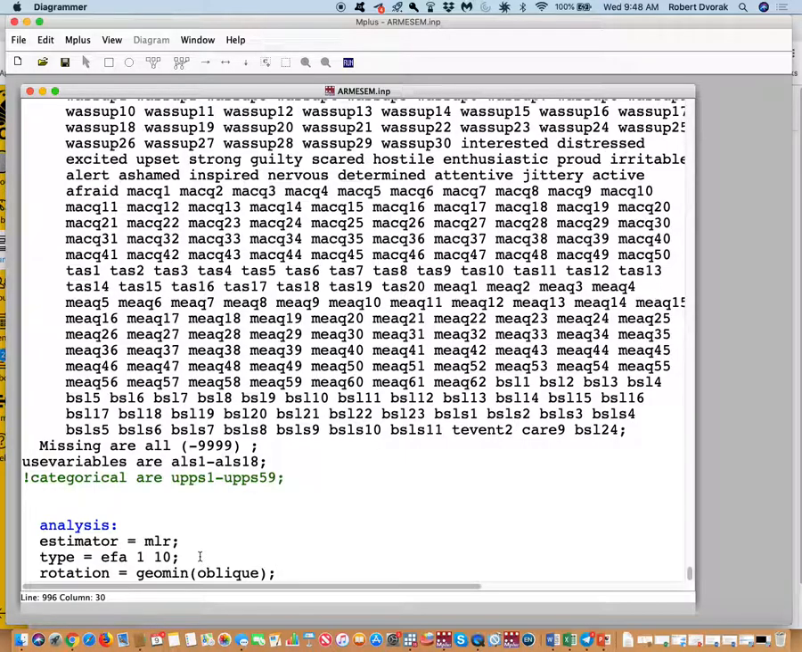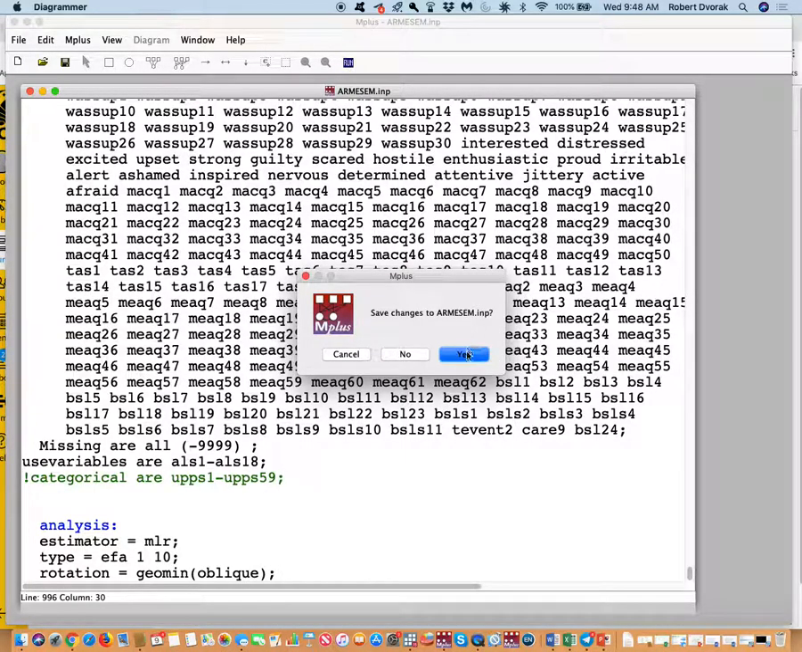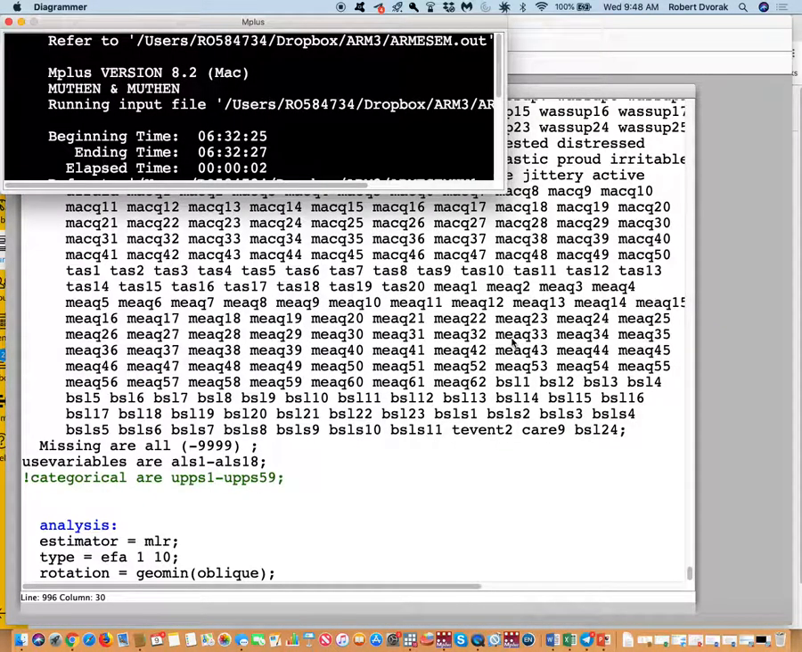So, make sense? We're going to hit run and then we're going to take a break. Save changes. Yes. We run. It takes a little bit because it's going to run through 10 different models and compare 10 different models. And some of those models aren't going to work.